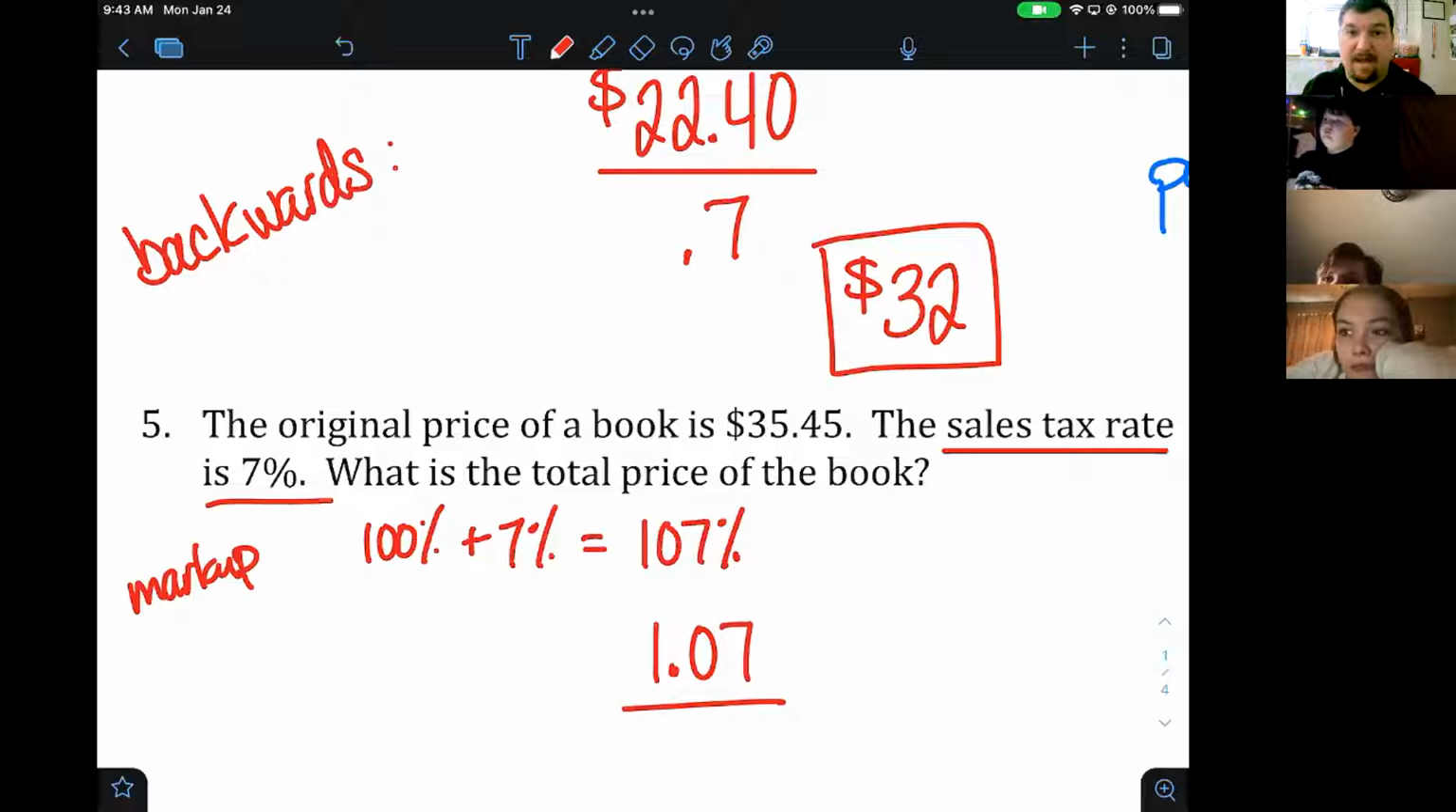Okay. So this is a real life problem you could do. If you're going to the store, you're at the gas station, you just ran in to grab a bottle of water and a bag of chips, times it by 1.07, that's what you're going to pay for it, right? Add those prices up that you see on the tag and then times it by 1.07.